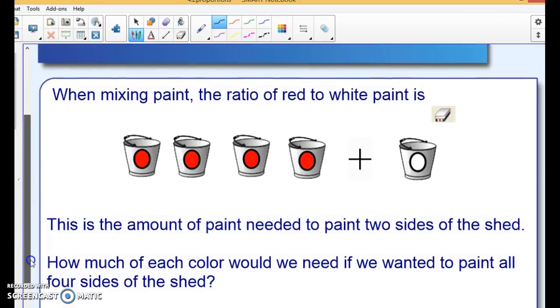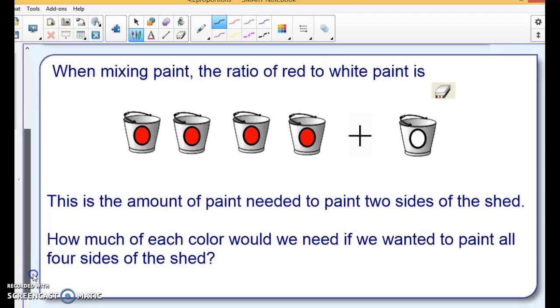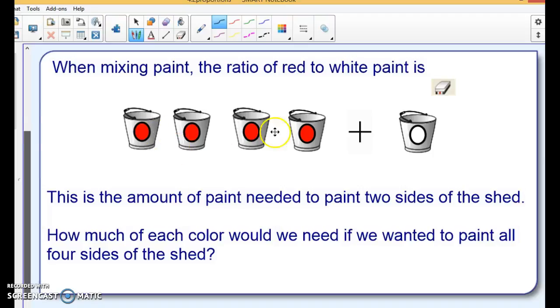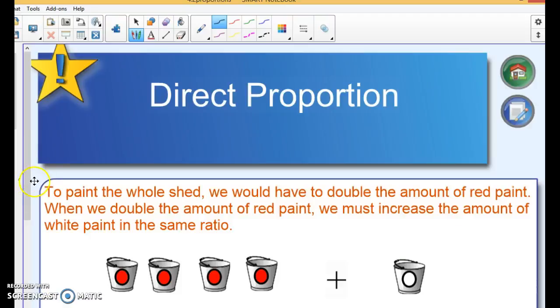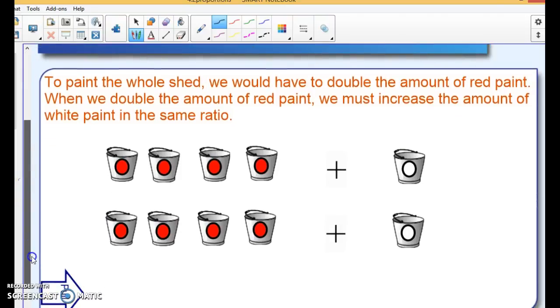Alright, when we're mixing paint, how much of each color do you need to paint all 4 sides of the shed? We need 4 red cans to paint 2 sides and 1 white. So if we want to paint all 4, we pretty much need to double it. So we need 8 red and 2 white. So we're doubling the proportion. There's our 8 red and our 2 white.